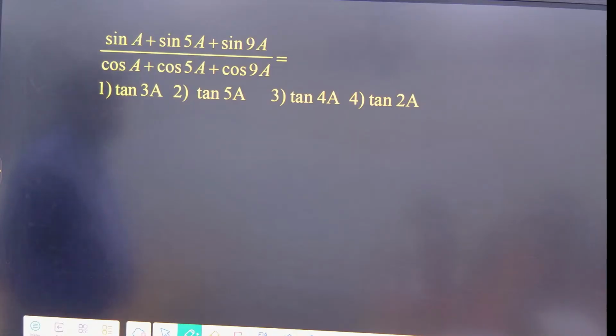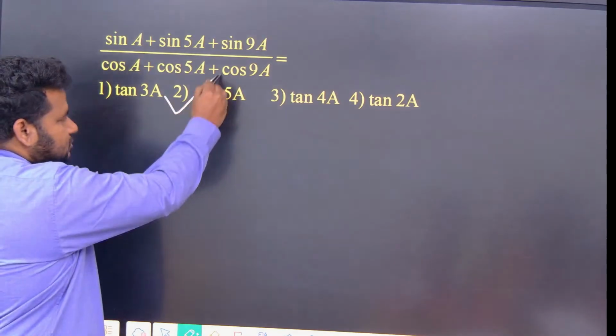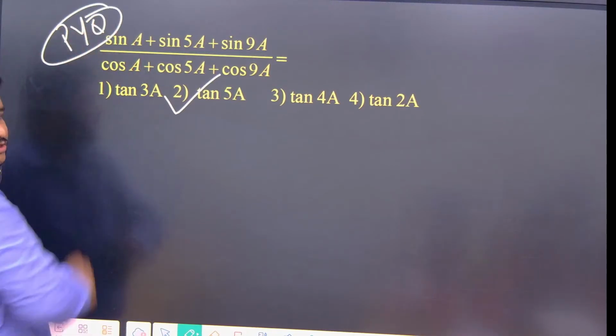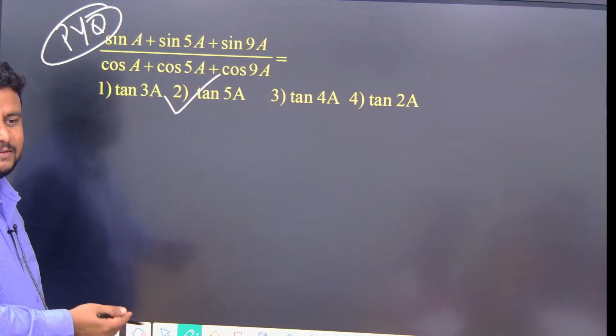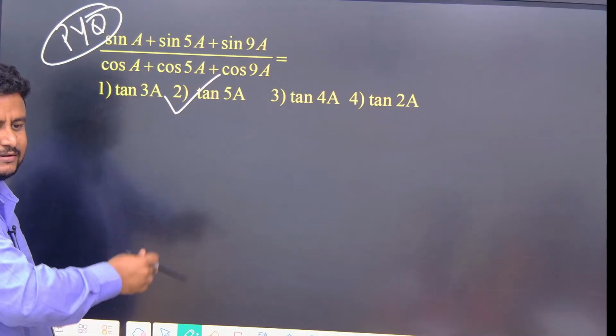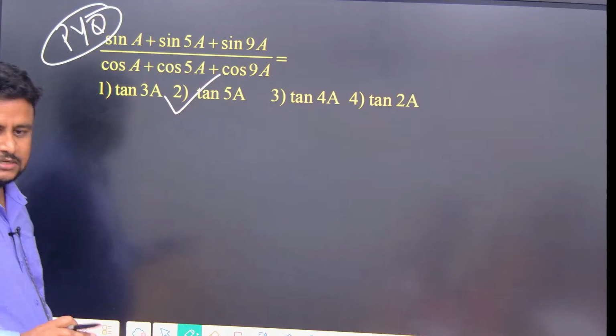Numerator will be what? 9 plus 1 sin 10a by 2, that's sin 5a by cos 5a. Sin 5a by cos 5a is what? Tan 5a. Understood now? This is also a previous year question only. They will not give it directly from the formula, but you have to apply the formula. The formula itself is not there for tan, but from sin and cos we can derive it like this. Understood? Clear, no?